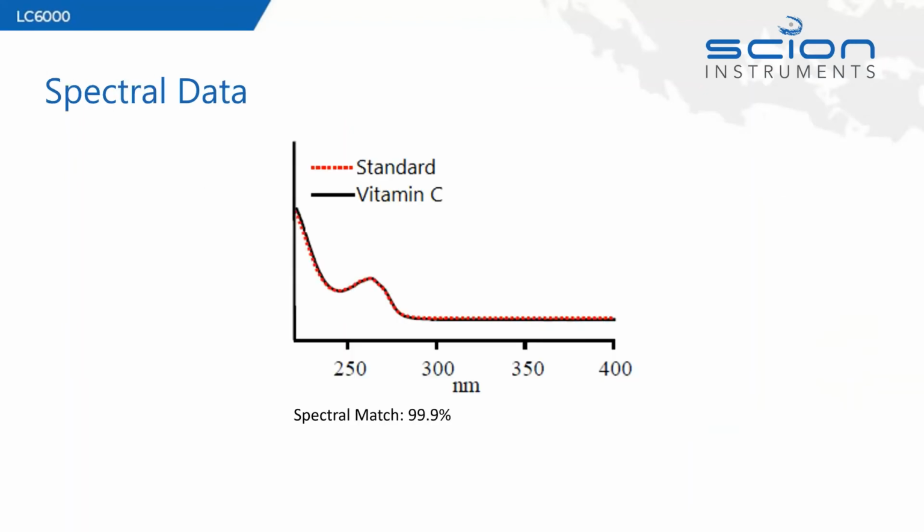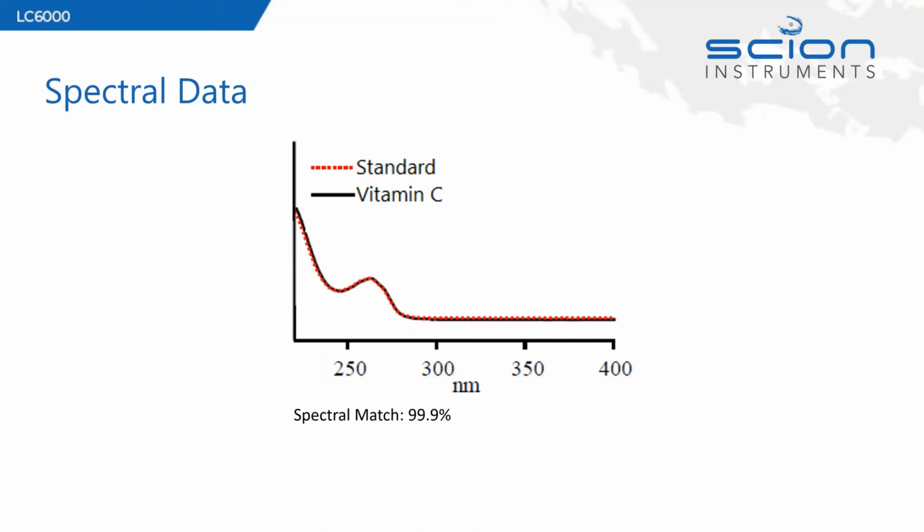So this is what the spectral data actually looks like. As you can see, the red dotted line was a standard of vitamin C that I ran in the laboratory. I then ran a sample and the software automatically compares the two and gives me this image. And as you can see, the dark black line behind the standard is showing that we have the same spectral match.